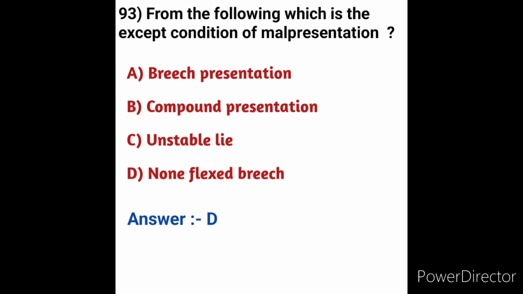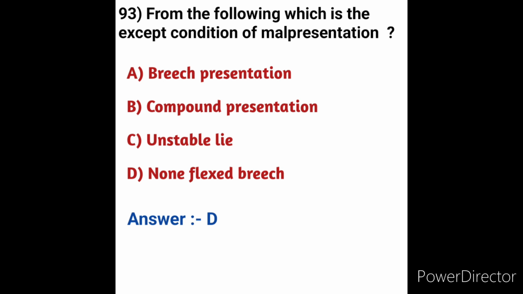From the following, which is the exception among malpresentations? Option A, breech presentation. Option B, compound presentation. Option C, unstable lie. And option D, non-flexed breech. What is malpresentation?